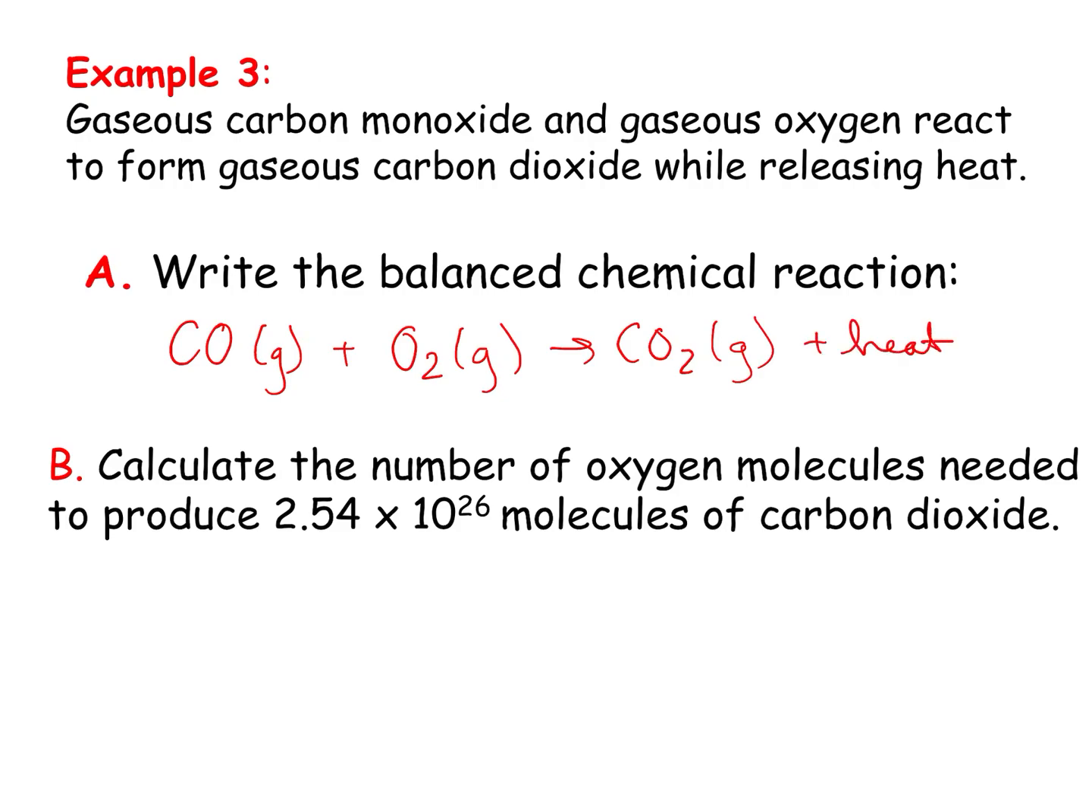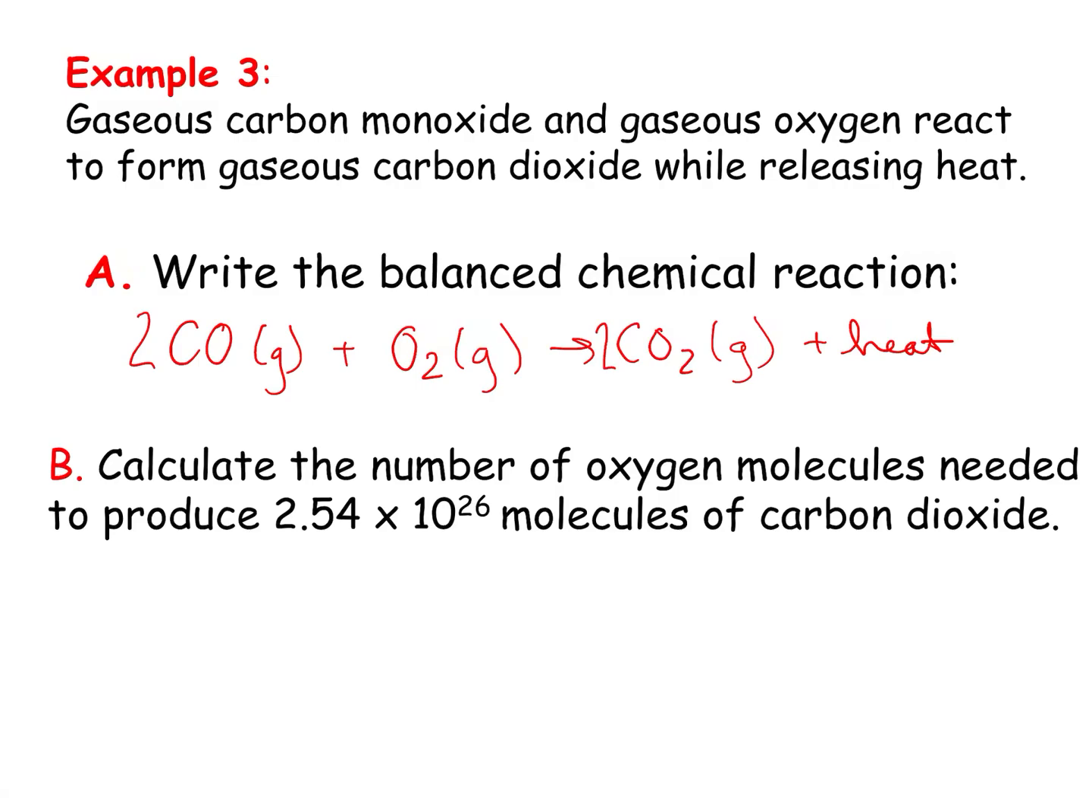Okay, so now I need to make it balance. I've got 3 oxygens on the left, 2 on the right. Let's see, what if I put a 2 here? Yeah, 2 here. That would give me 4 oxygens on the left, so I need 4 oxygens on the right. There we go. Good.